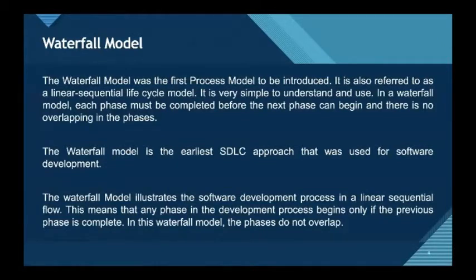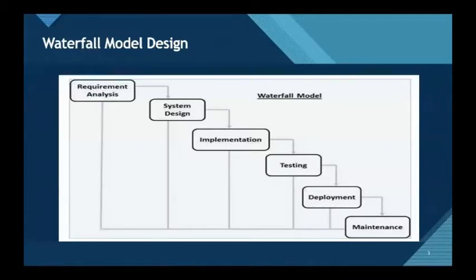The waterfall model illustrates the software development process in a linear sequential flow. This means that any phase in the development process begins only if the previous phase is complete. In this waterfall model, the phases do not overlap. So here is a sample diagram of the waterfall model design. It consists of the requirement analysis, system design, implementation, testing, deployment, and maintenance.